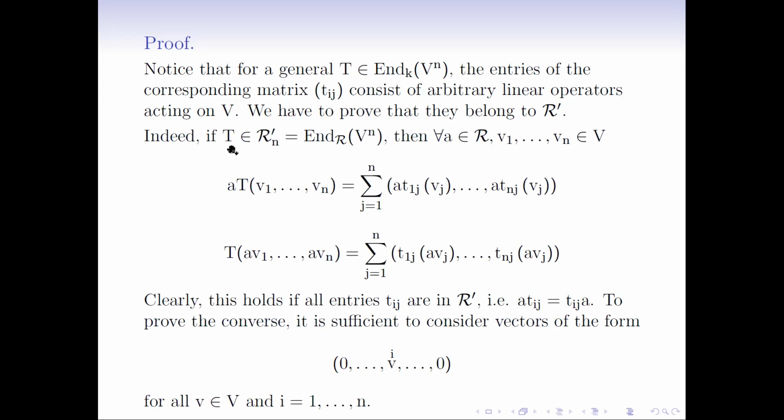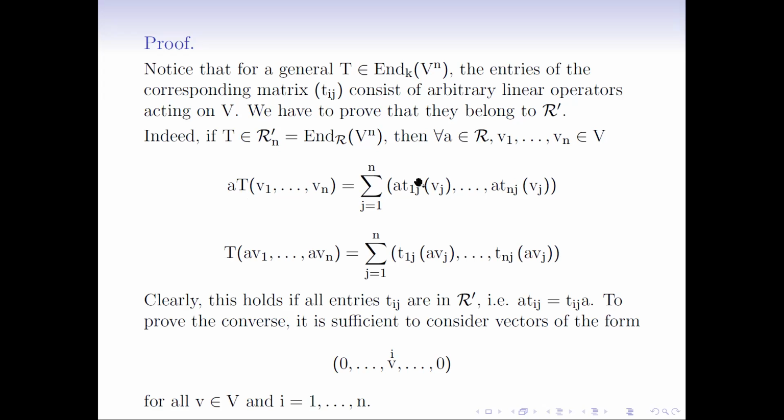And indeed, let's take T from R^n, from the commutant over R of V^n. Then for any A from R and V1, and so on, the n-tuple of elements, vectors in V, V1 and so on Vn from V, A T V1 and so on Vn is by definition the sum of A T1j Vj, and so on, A Tnj Vj. This is always true for any operator T.